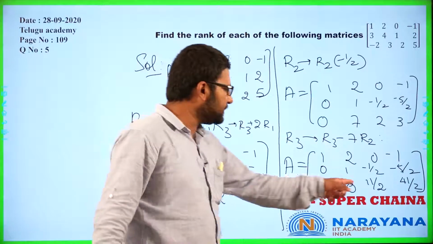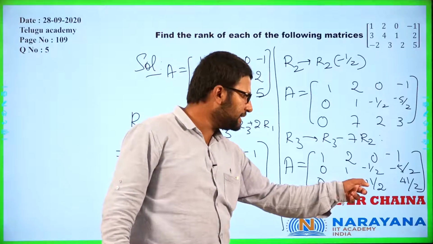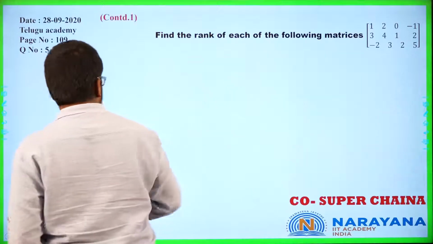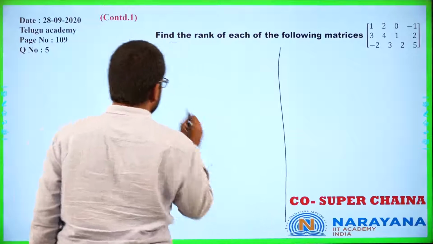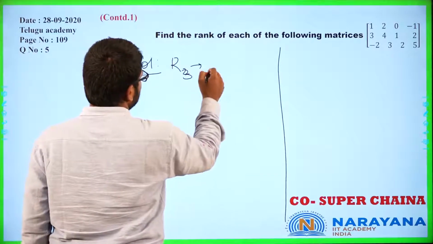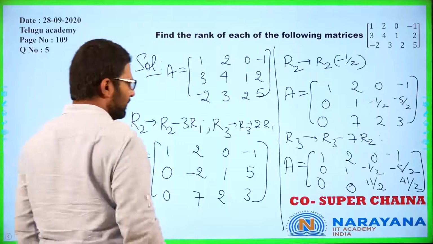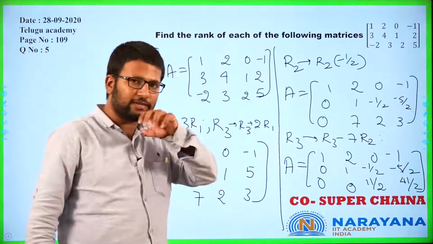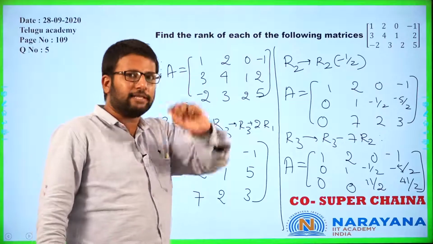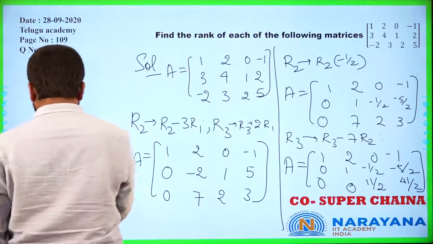Okay. Now, sorry, I need a 1 here. So multiply this entire thing by 2 by 11. What are we doing? We will say R3 goes to R3 into 2 by 11. Why are we doing this? Because while trying to calculate the echelon form, we should always try to make the diagonal elements 1. Using the diagonal elements, we will try to make the other elements in the same column 0. So we need a 1 here. So multiply by 2 by 11.